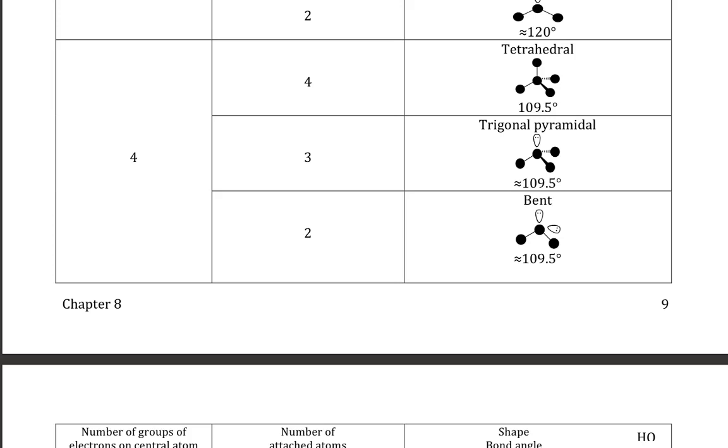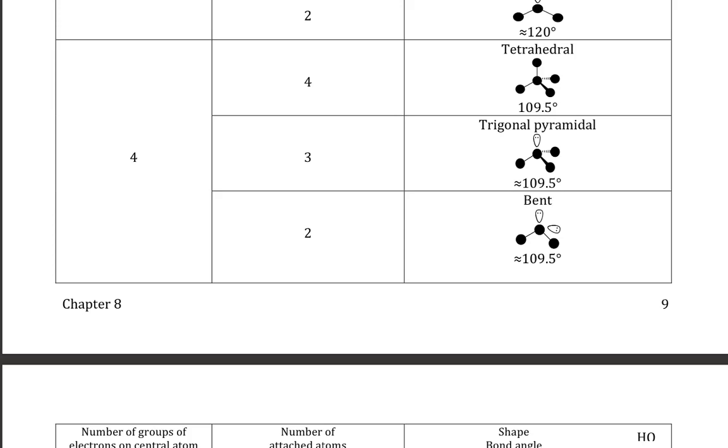Okay, so when there's only 3 attached atoms, we have trigonal pyramidal. So that's a pyramid with a base of 3 where we have a lone pair on the top. And that bond angle is a little less than 109.5 degrees, again for the same reason as in the bent structure from above.